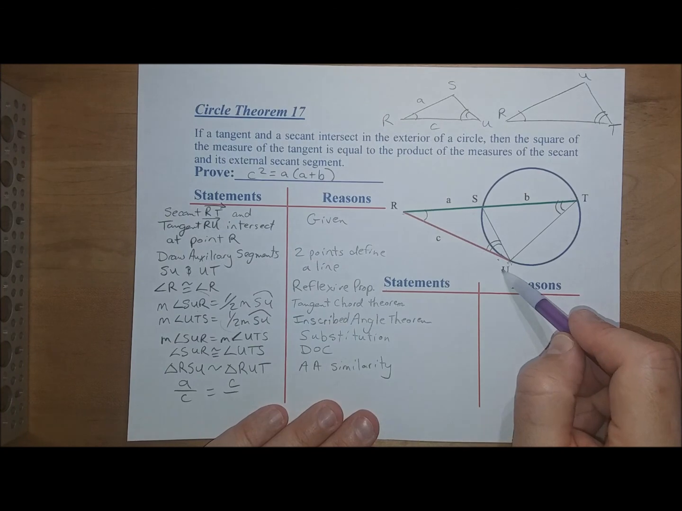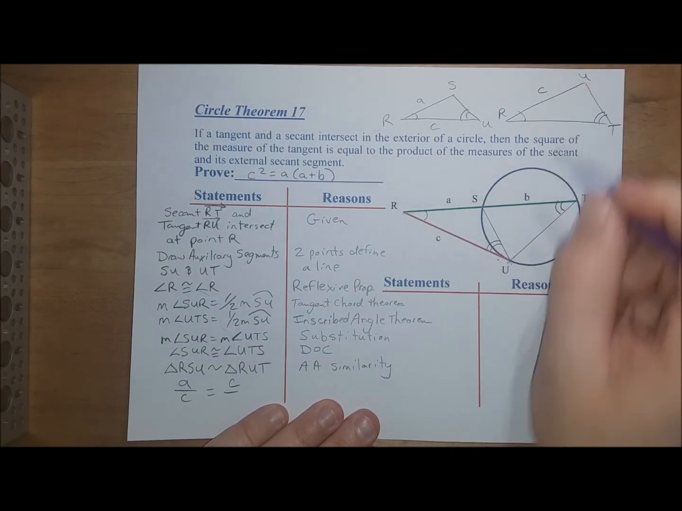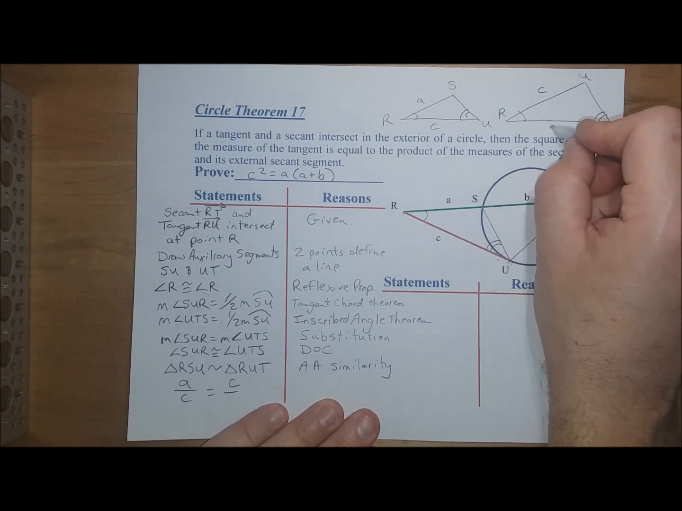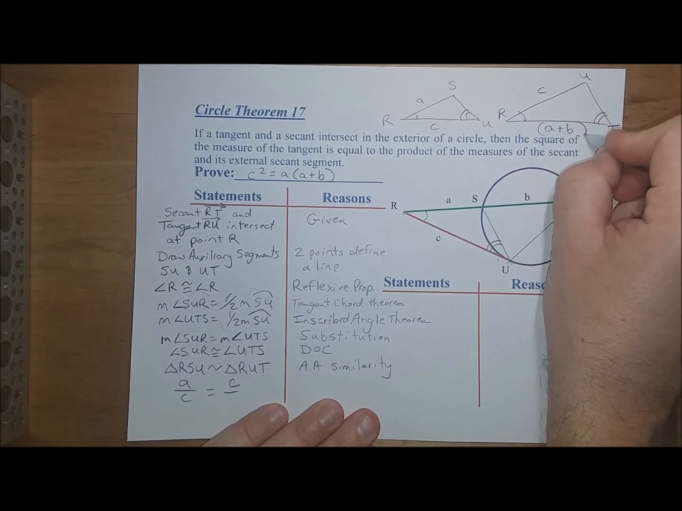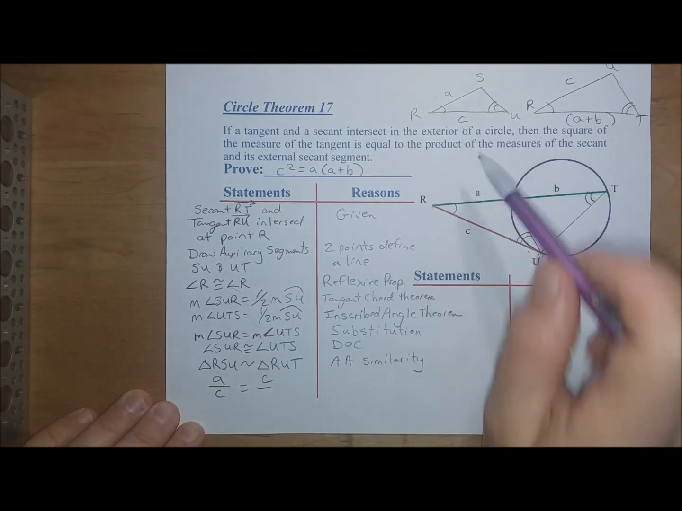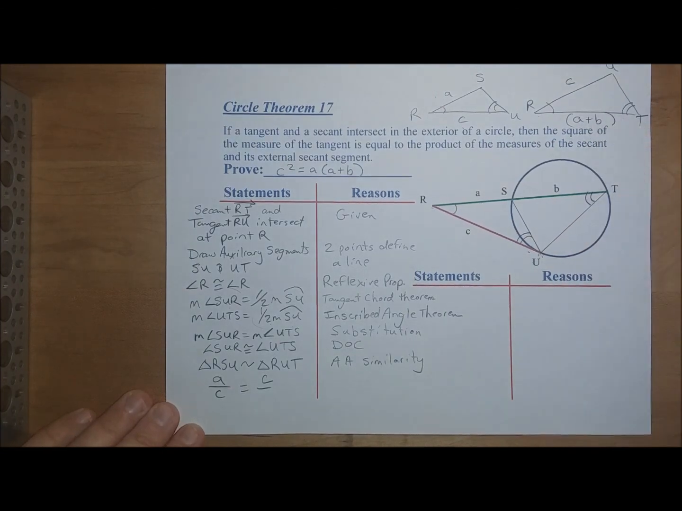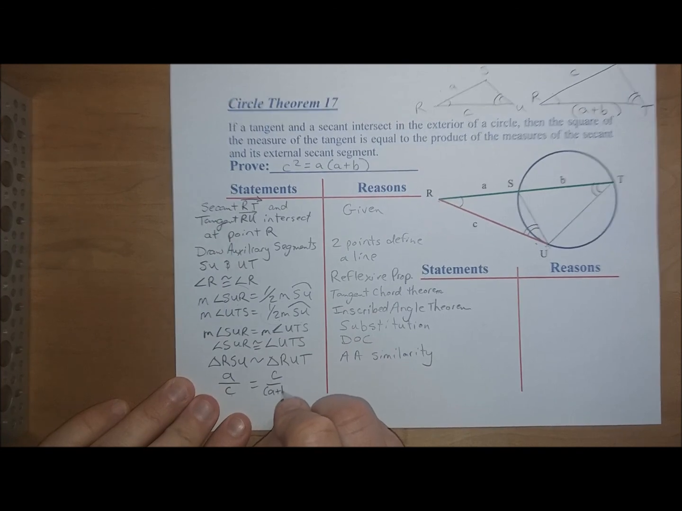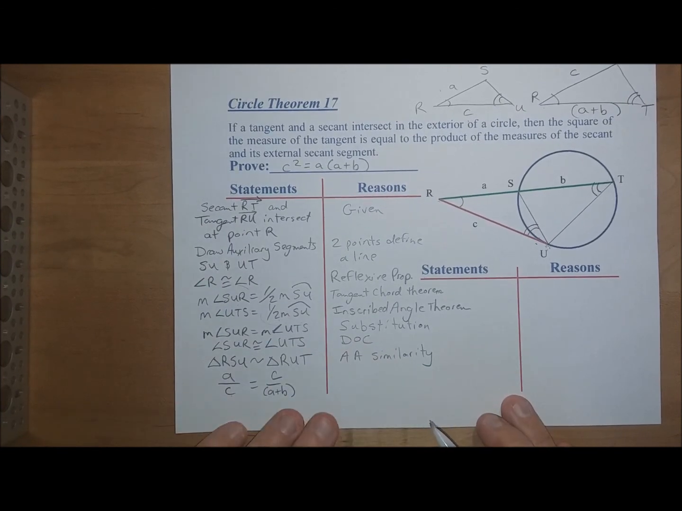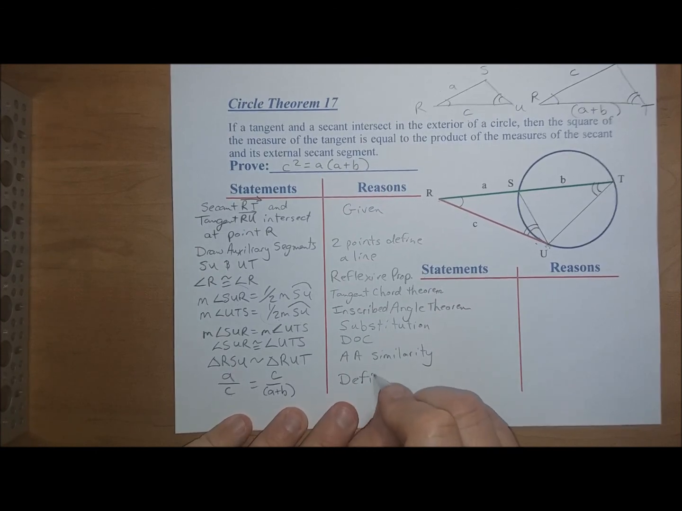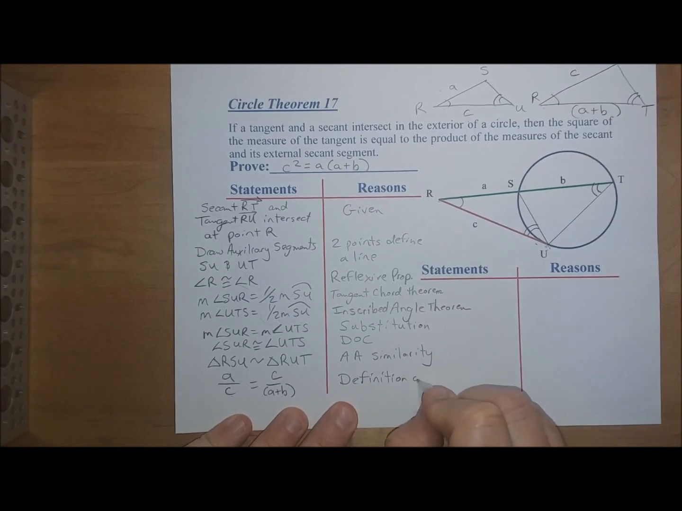And then in RUT, RU is C units long, okay? And RT is A plus B units long. So this guy here is A plus B, okay? This might help make it a little clearer. So now I can see that A over C equals C over A plus B. A over C equals C over A plus B. Look at that. Since these triangles are similar, we know we can pull out those proportions. This is our definition of similar triangles.